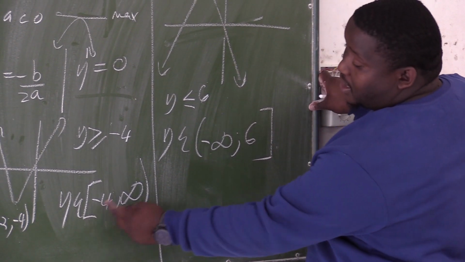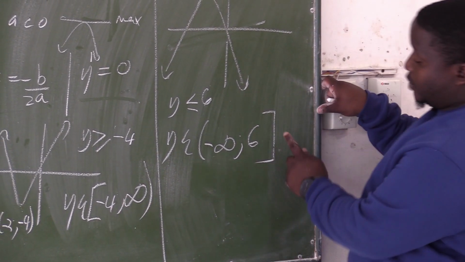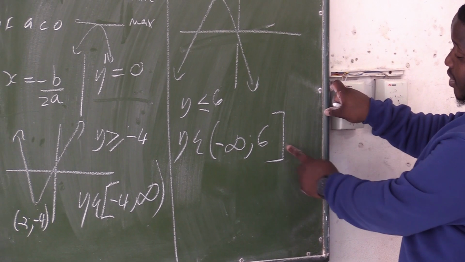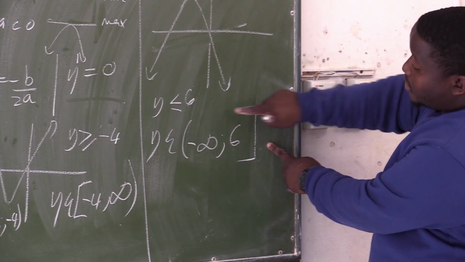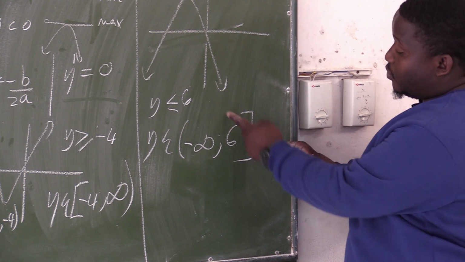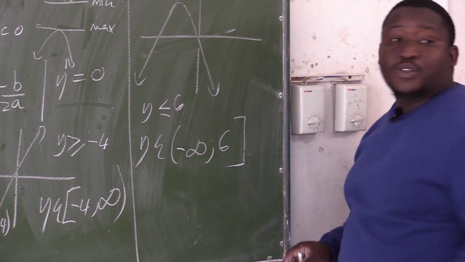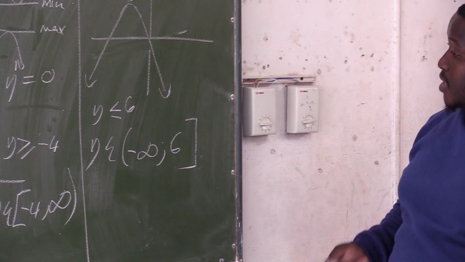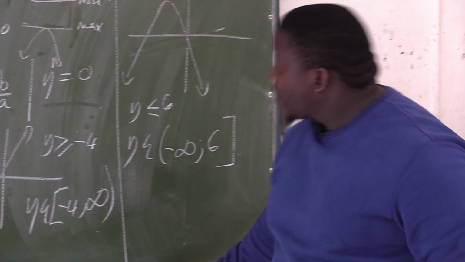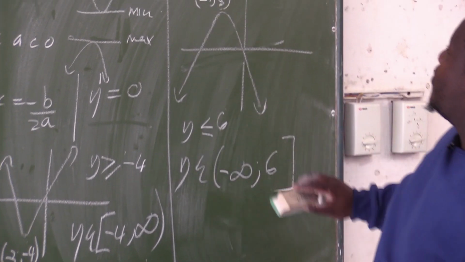This bracket means -4 is the solution. This square bracket here means 6 is the solution. If I use a curved bracket, I think we're saying it wrong. Because if you use a curved bracket, an open interval, it means 6 will not be a solution, and that will be incorrect.